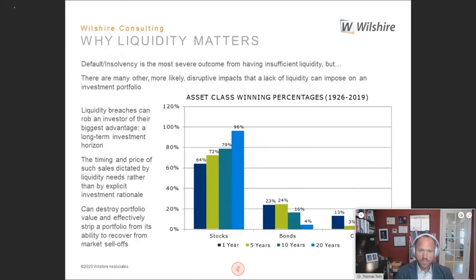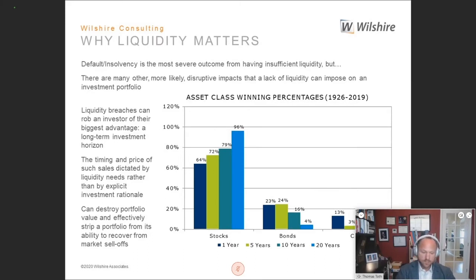On the next slide, probably the most severe outcome for an investor that lacks liquidity or has insufficient liquidity is default. But there are other very disruptive impacts that can also affect an investment portfolio. If an investor runs into a situation where they have less liquidity than they would like, they might be forced sellers within a market. That moves the portfolio away from the strategic asset allocation and really robs the investor of the ability to recover from market sell-offs. And as stated in the CalPERS investment beliefs, one of the key benefits CalPERS has in the market is its long-term investment time horizon. If liquidity is not managed appropriately, that becomes a challenge to maintain that long-term outlook.